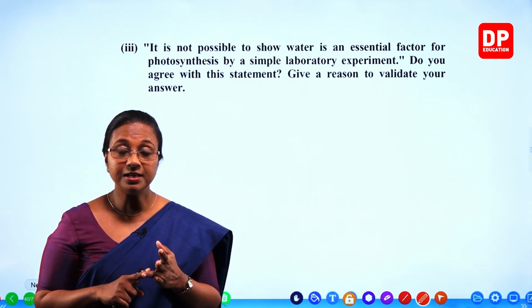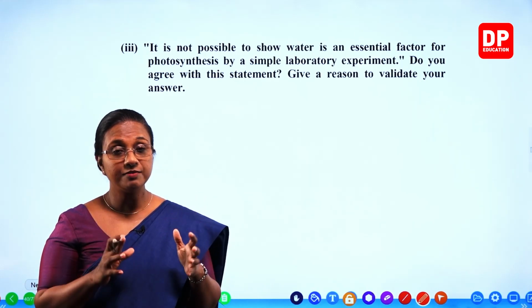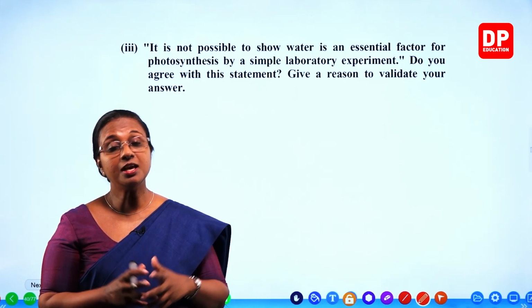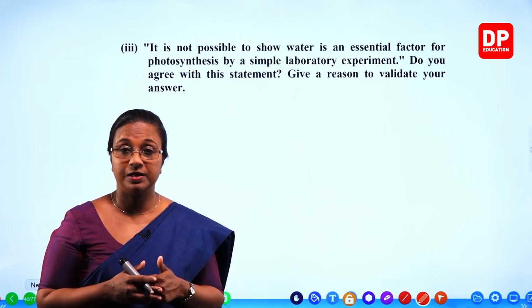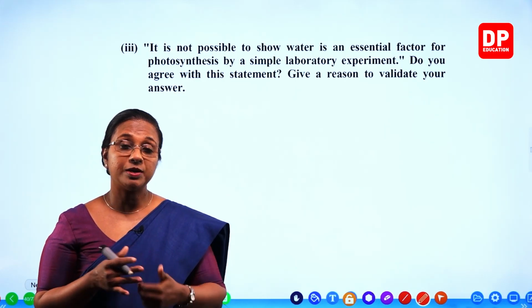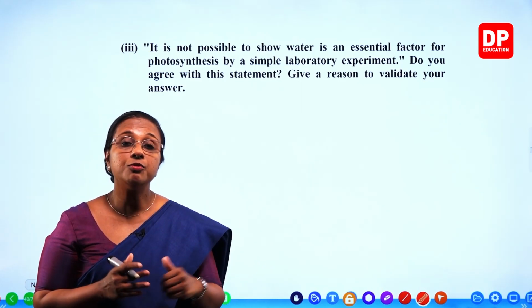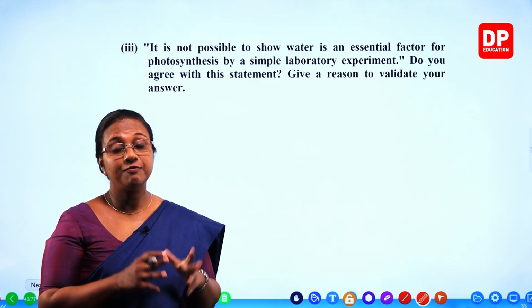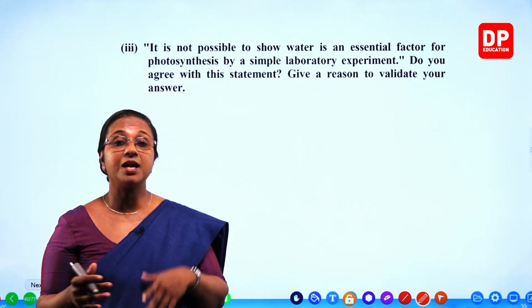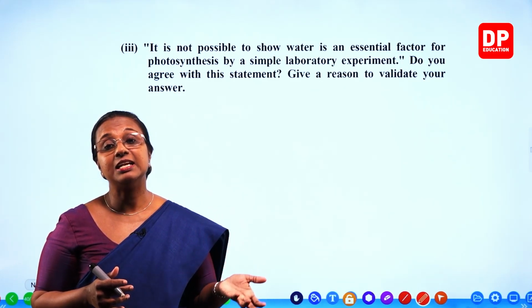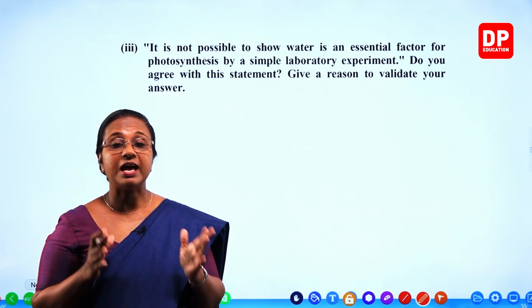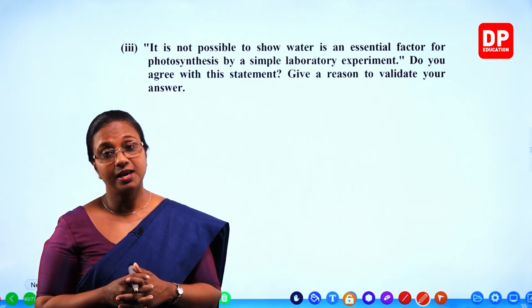What is the reason? When you do a test, to confirm that this factor is necessary, we need to have a control experiment. So, in the control experiment, we need to remove that factor. Now, if all water is removed from the plant, the plant will wilt and die. So, because of that, we cannot carry out that experiment.